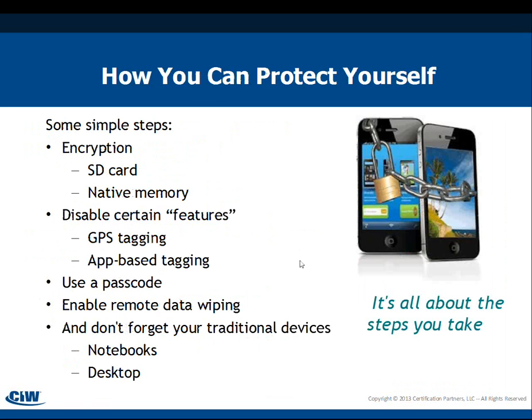Well, what can you do to protect your phone? Yes, you can encrypt your SD card. You can encrypt native memory. You can disable certain features, such as GPS tagging, or app-based tagging. You can use a passcode on your phone. You can enable remote data wiping.